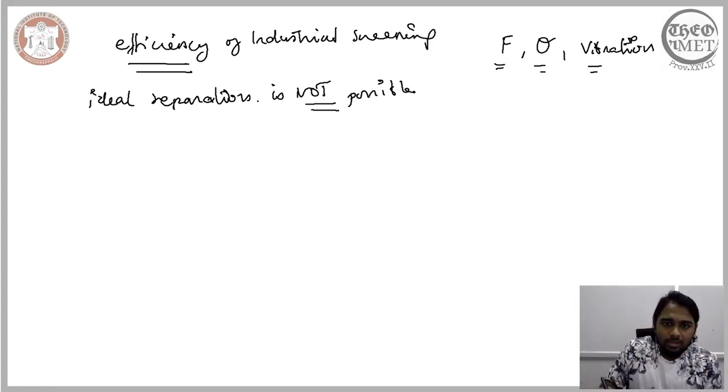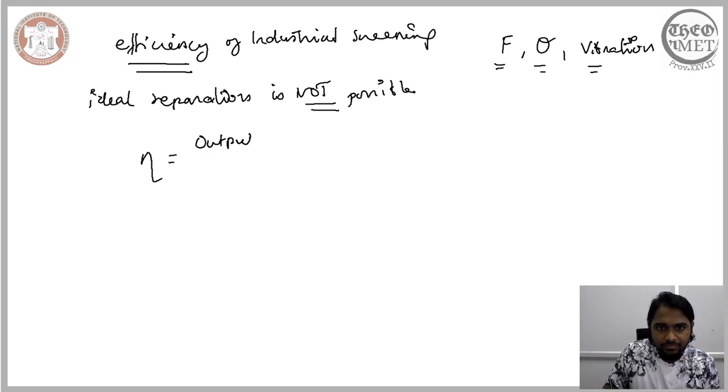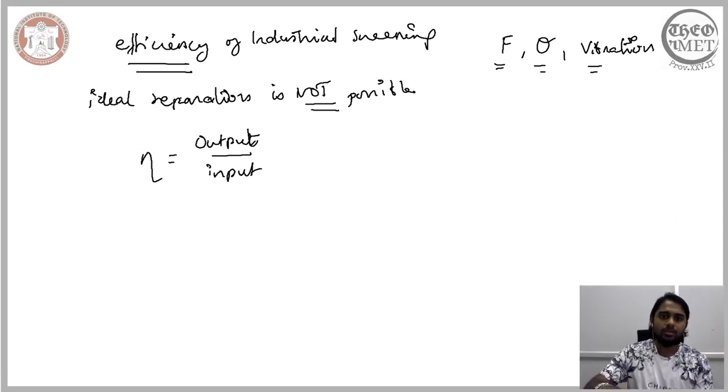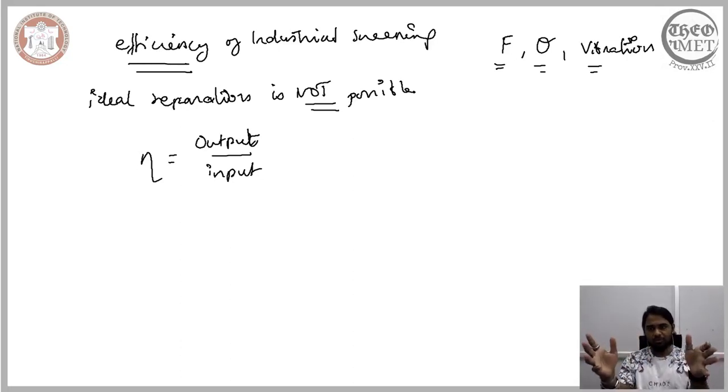Now efficiency is a rather commonly used term, and it is expressed in this manner: eta is the ratio of the output that you get to that of the input. So the description for efficiency is rather straightforward: it's the ratio of the output to the input. The reason we need to understand the efficiency is because for a given setup we need to know the level of screening that is achieved. Only when you know that, you will be able to make some improvements to it.